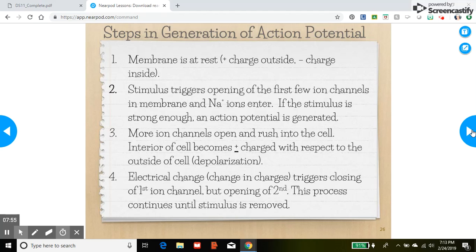And then step number 4, we have this electrical change going on. So this is going to trigger the closing of the first ion channels and the opening of the second. Okay, so the sodium channels are going to close, but those potassium ion channels are going to open. So this process is going to continue until that stimulus is removed.